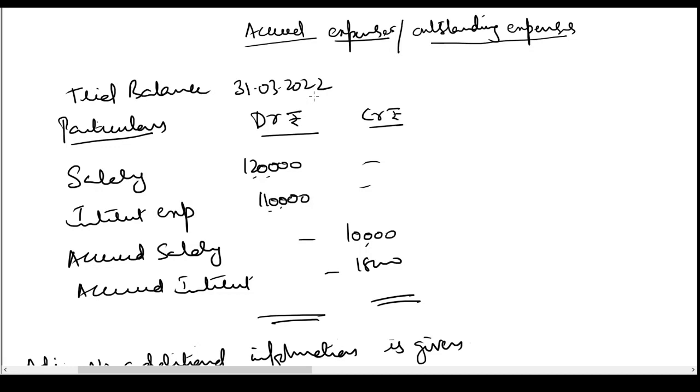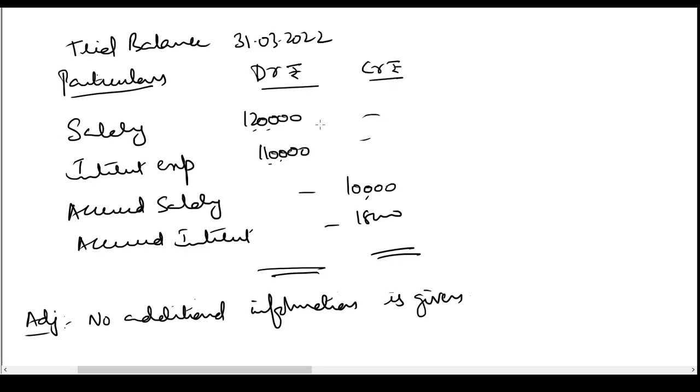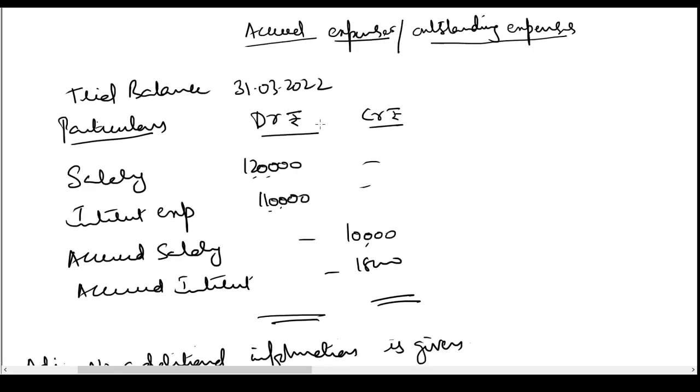Trial balance 31st March 22, particulars debit credit, salary debit balance 1,20,000, interest debit balance 1,10,000, accrued salary 10,000, accrued interest 18,000. No additional information is given to you outside the trial balance. Now, if you observe in this problem, salary is given inside the trial balance 1,20,000. This is an expense, and you are also given some accrued salary 10,000 given inside the trial balance, showing a credit balance. That means the entry for accrued salary has already been passed.